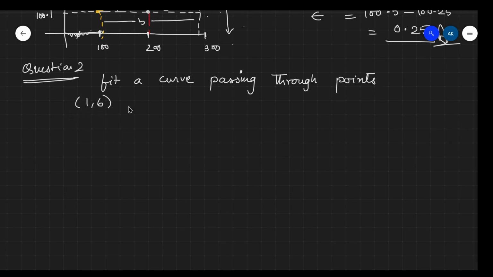(1, 6), (2, 5), (3, 7), and (4, 10). Fit a curve passing through these using the least square method.